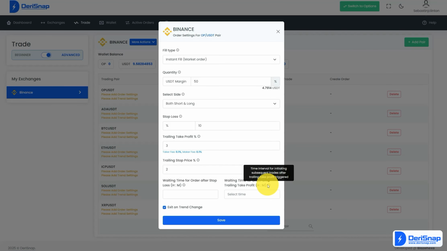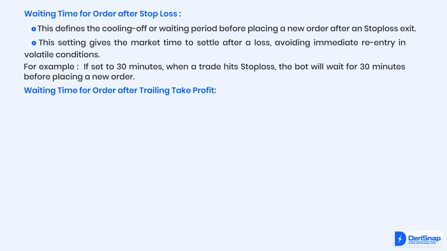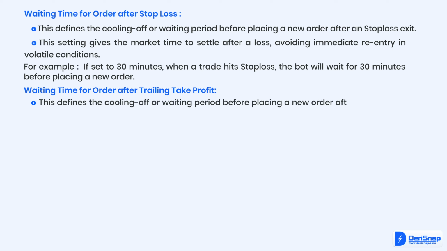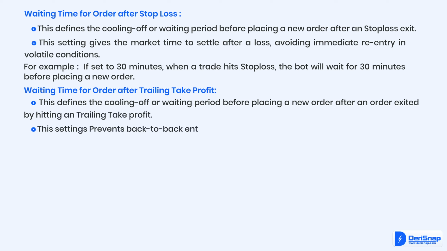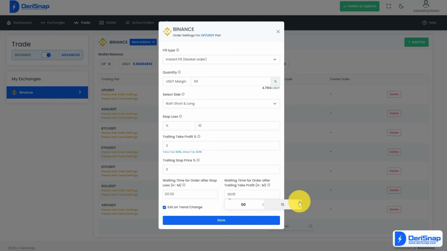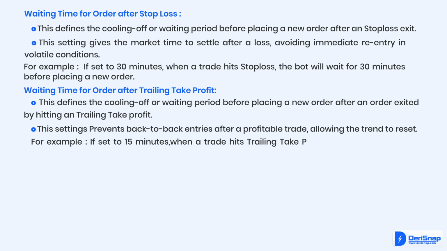Waiting time for order after trailing take profit. This defines the cooling off or waiting period before placing a new order after an order exited by hitting the trailing take profit. This setting prevents back-to-back entries after a profitable trade, allowing the trend to reset. For example, if set to 15 minutes, when a trade hits trailing take profit, the bot will wait for 15 minutes before placing a new order.